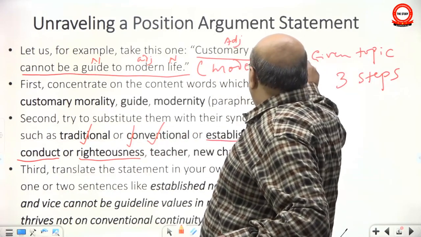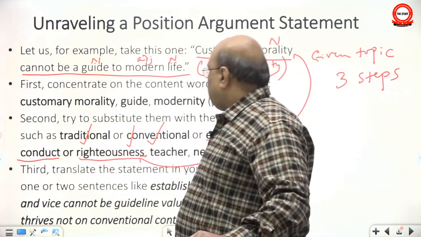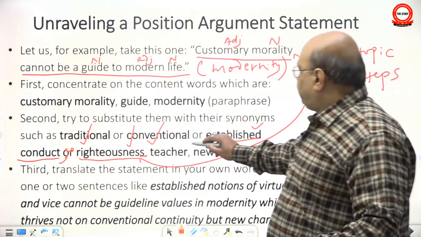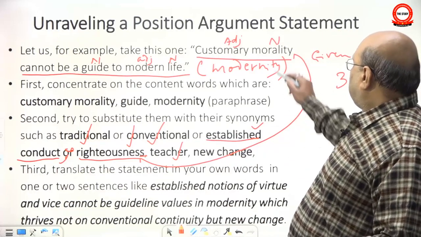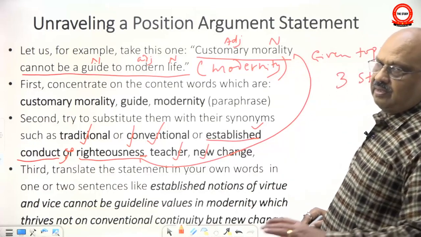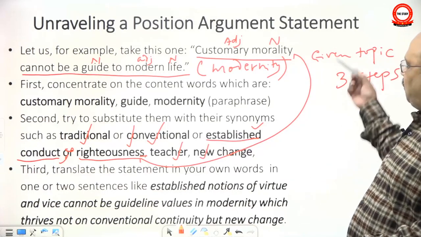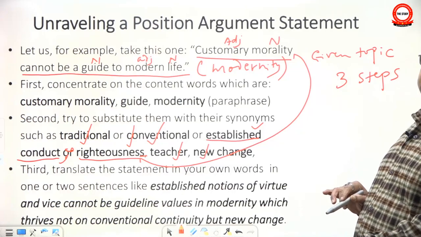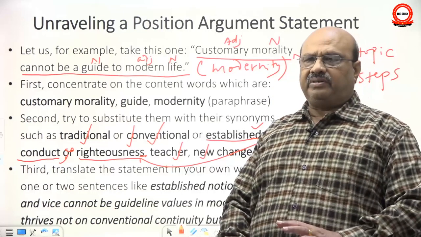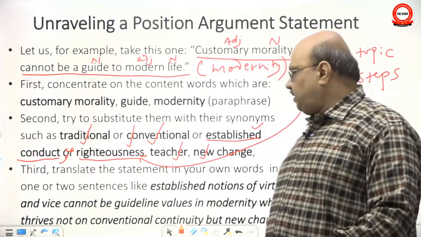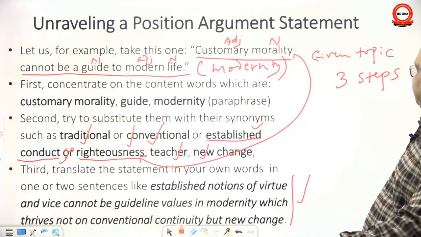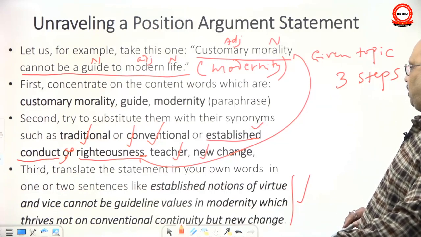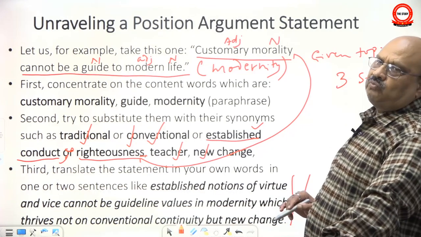Not righteousness. Righteousness is morality. Morality is righteousness. You can substitute righteousness with morality, guide with teacher, and modernity with new change. So when you substitute the content words in this way, then you translate the statement into your own words. And you will get a statement something like this. Established notions of virtue and vice cannot be guideline values in modernity, which thrives not on conventional continuity, but new change.